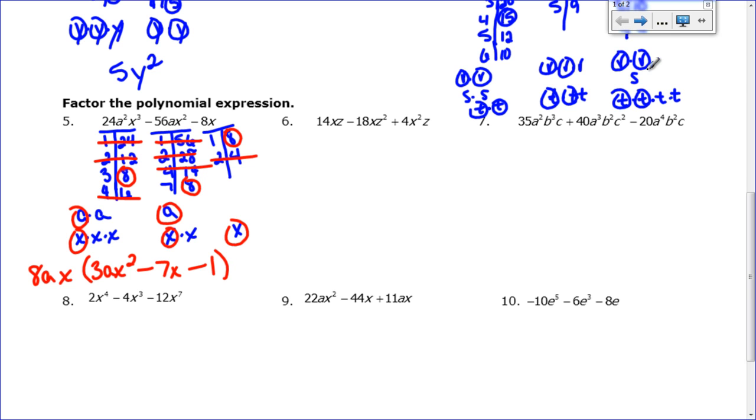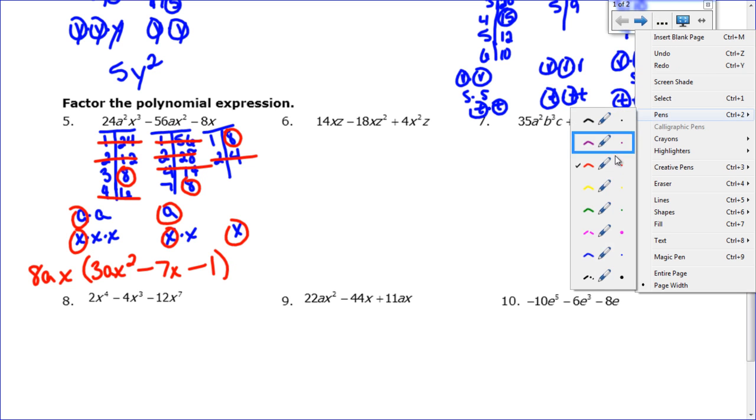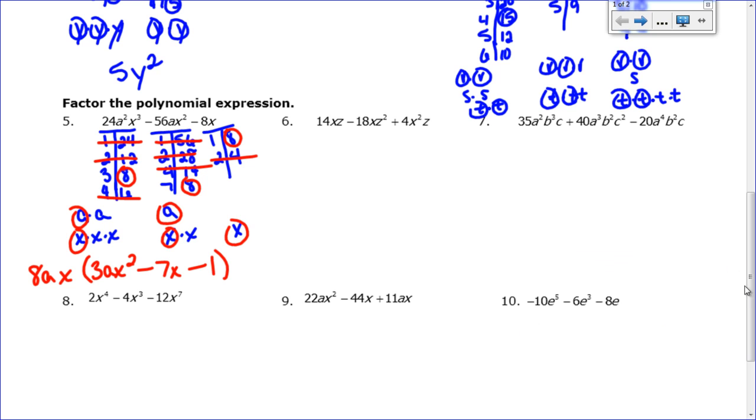So we're going to do one more so that you can see how that works. And then we're going to switch to something called 4-term grouping.